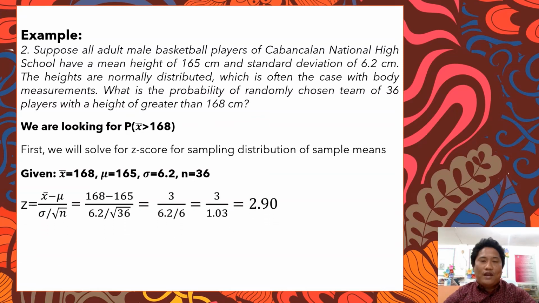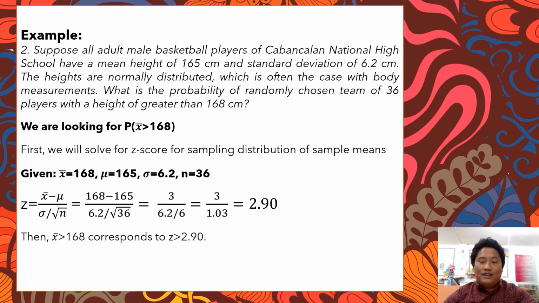Using the formula, we have 168 minus 165, divided by 6.2 divided by the square root of 36. The square root of 36 is 6, so 6.2 divided by 6 is 1.03. On our numerator, 168 minus 165 is 3. So 3 divided by 1.03 gives us 2.9. So our sample mean greater than 168 corresponds to z greater than 2.9.